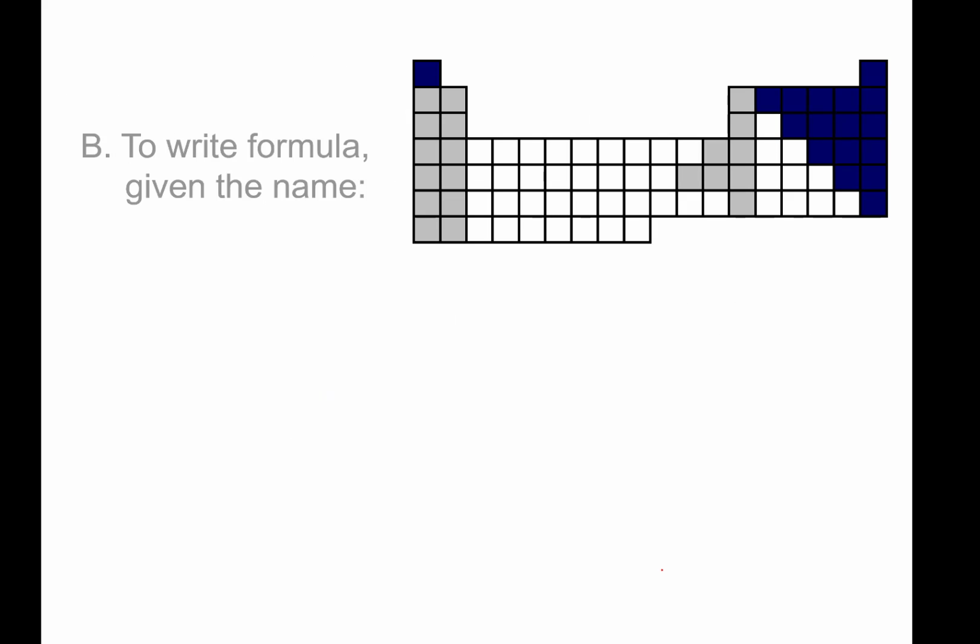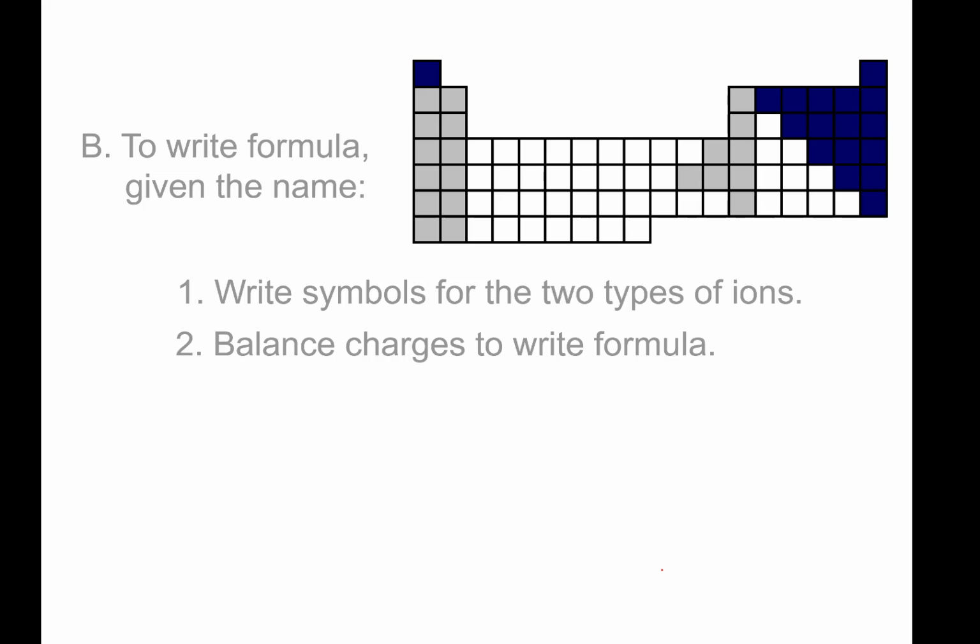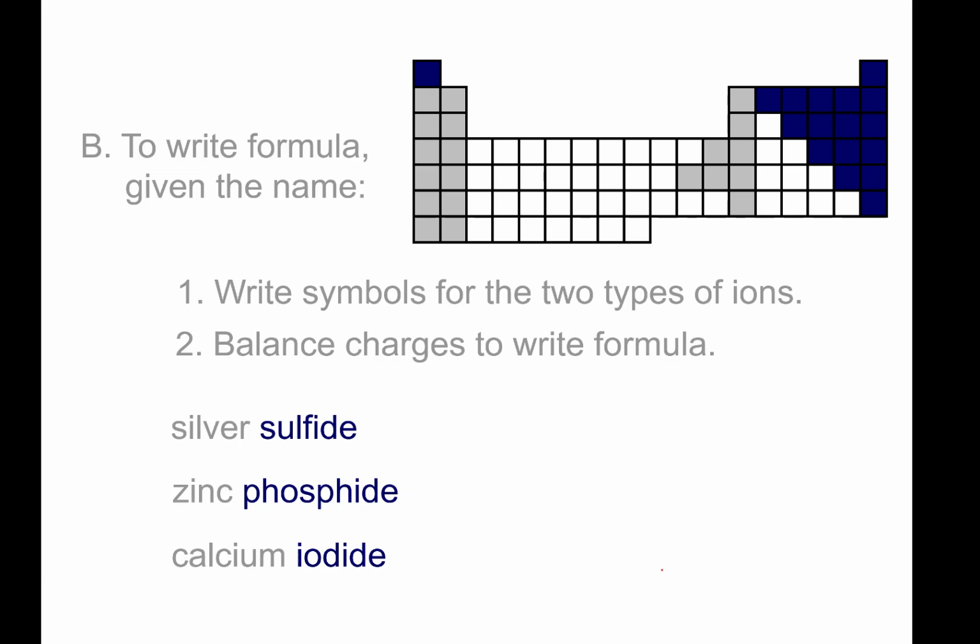To write the formula given the name, you first write the symbols for the two types of ions, and then balance your charges to write the formula. Let's look at some examples.